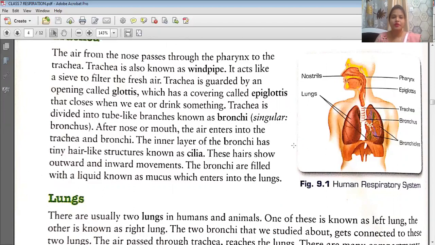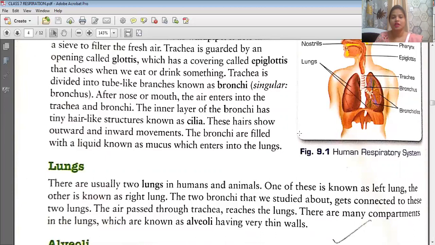Sometimes when we talk so much while eating or drinking, it suddenly happens that we cough or hiccup a lot. It is due to this only. By mistake, if the food enters into the windpipe, then we get this problem. So to prevent this, the epiglottis is closed whenever we eat or drink something.